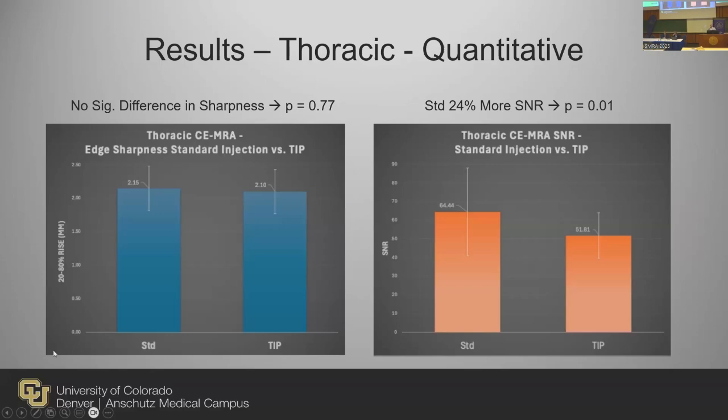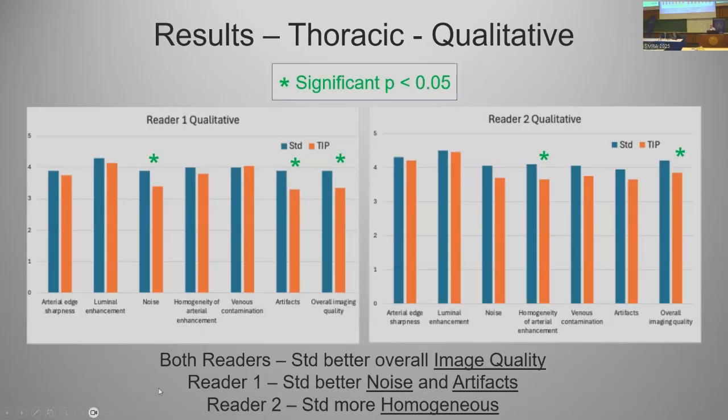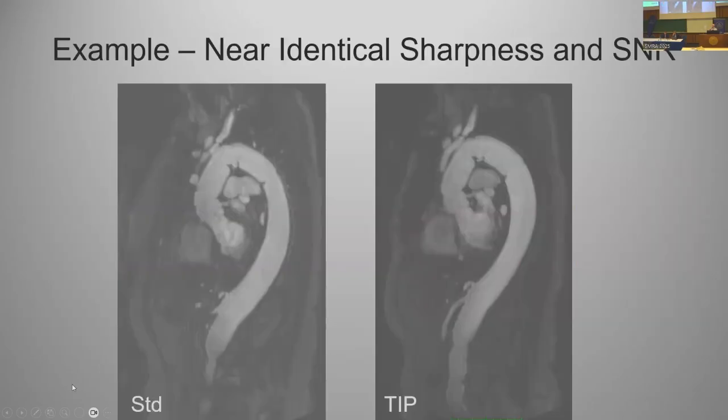Thoracic kind of goes downhill from here. There was really no difference in edge sharpness for the shorter thoracic exam, and we once again lost signal to noise, and that was significant. Here is the qualitative for this, and pretty much there was no place where TIP came out ahead. Overall image quality was better for both readers for standard, and there were a couple of other variables where standard came out better. Here is a single example, standard versus TIP, and this is a case that was near identical in terms of sharpness and signal to noise.